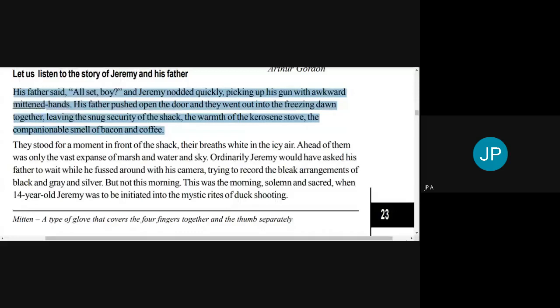So similarly for this boy, this morning, that is the morning that he is going to shoot the bird, the first creature, is a very sacred or very serious business. And how old is he? He is just 14-year old, and he is going. His name is Jeremy. He was going to be initiated.